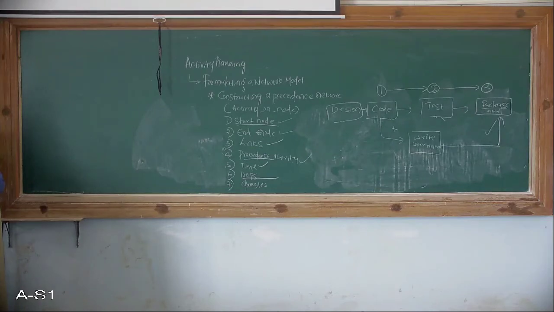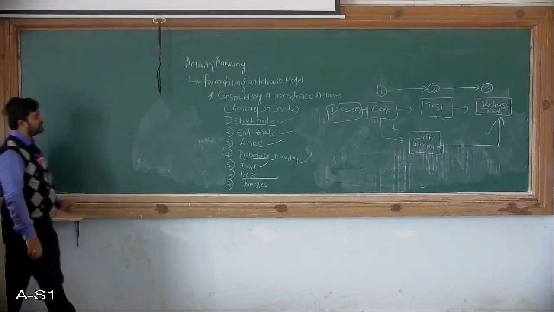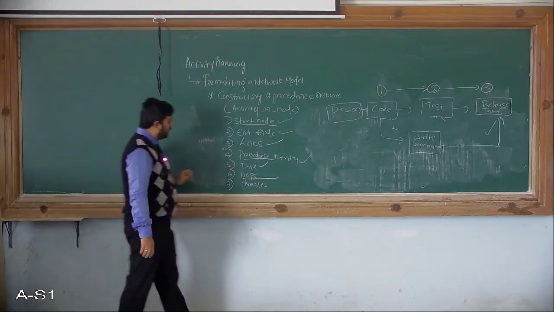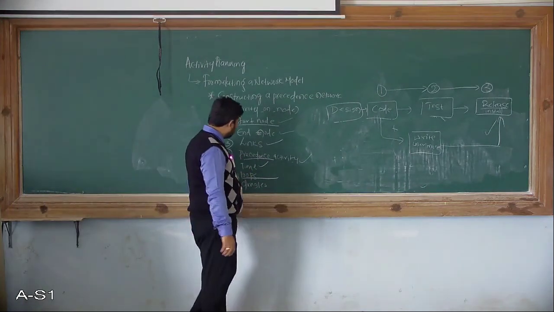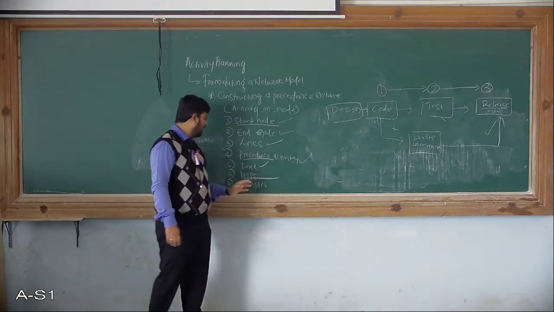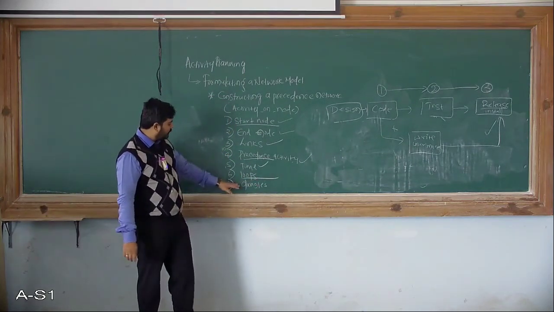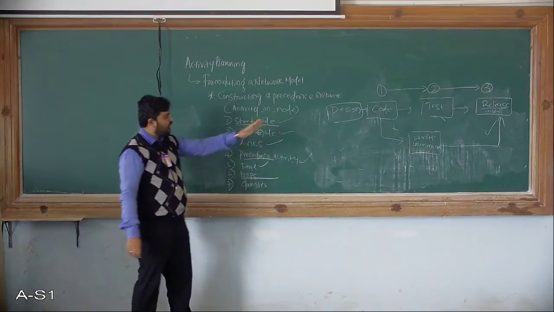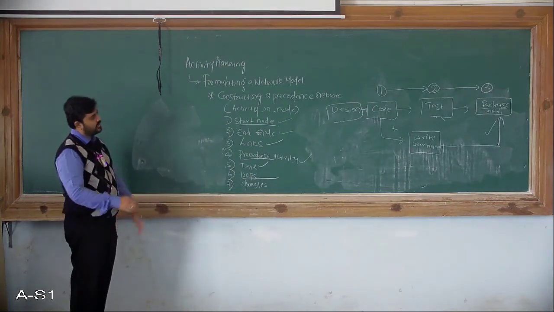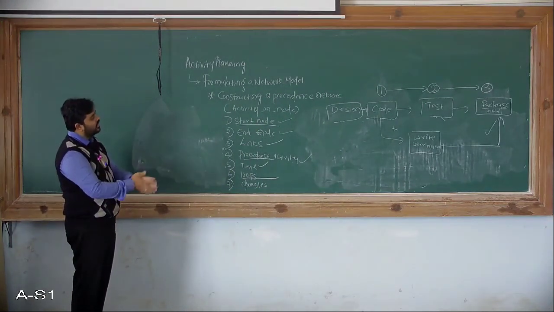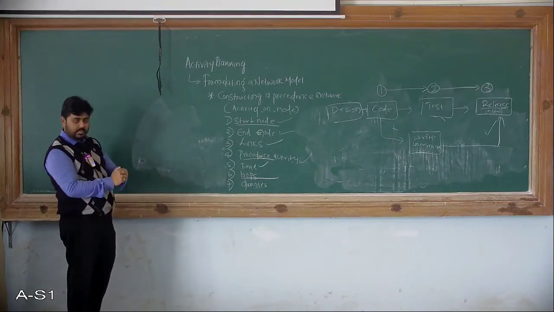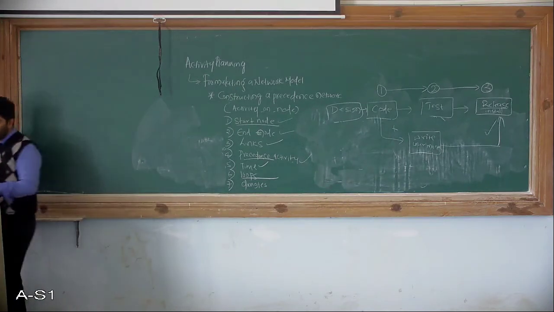In the other case, activity on node network, we have gone through the different types of start node, end node, links, precedence, activity, time, how it is involved, what you mean by loops and what you mean by dangles. So how they produce a kind of hurdle or obstacle in your project.